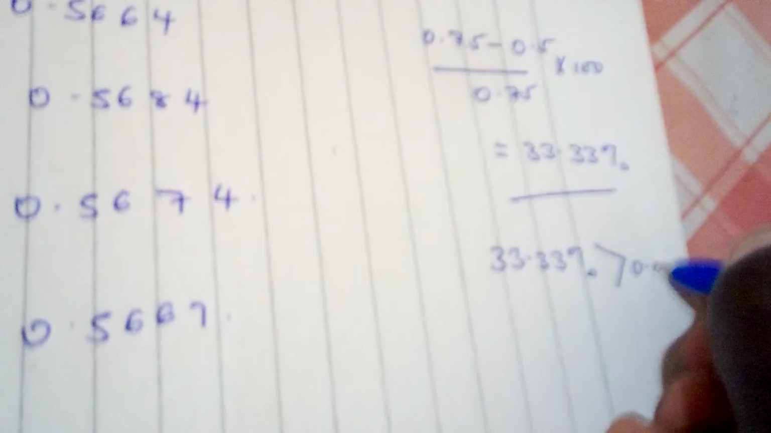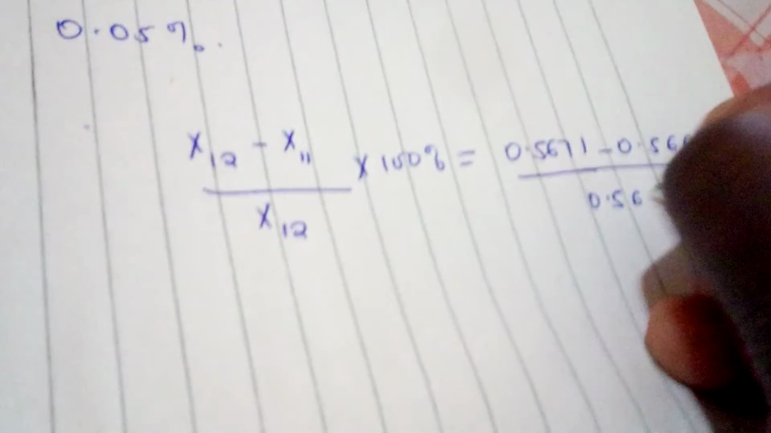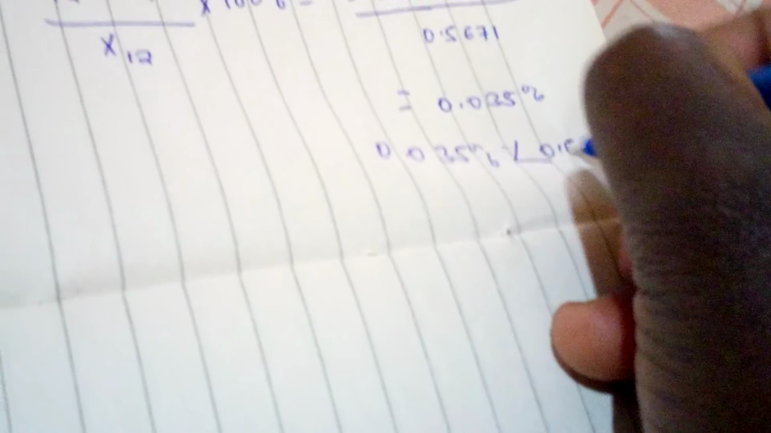When you look at this percent, 33.33% is greater than 0.05%. And when you use x12 minus x11 divided by x12 times 100%, we have 0.5671 minus 0.5669 divided by 0.5671 multiplied by 100%, we have 0.035%. So 0.035% is less than 0.05%.